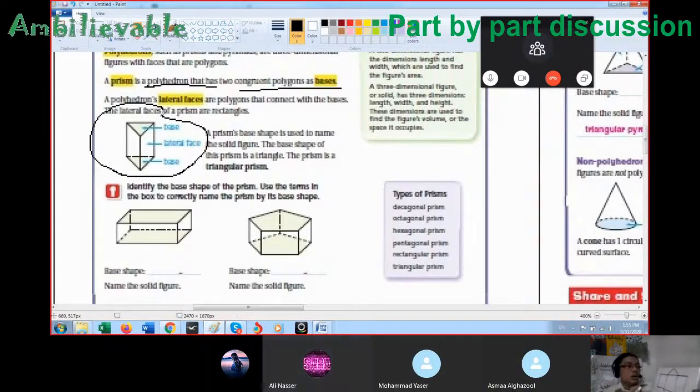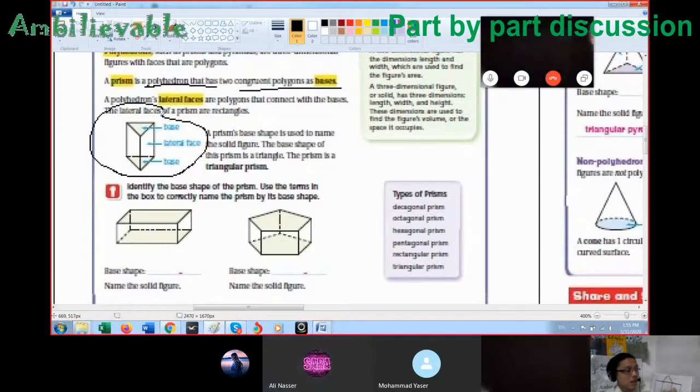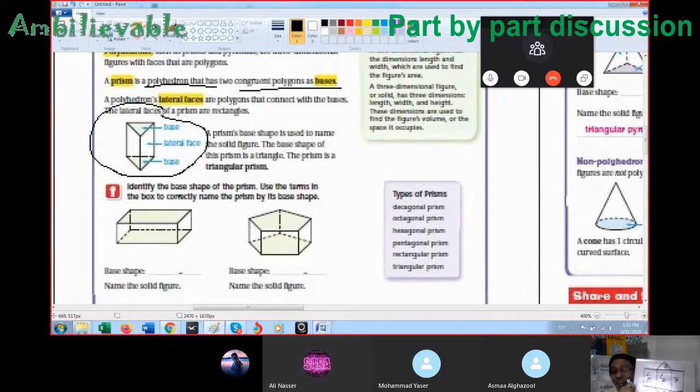Now, that's why these are, I'm going to write it, lateral faces. Lateral faces. Lateral faces. These are your bases. And this name is what we call a triangular prism. Triangular prism. Okay? Mister, what is the base shape?